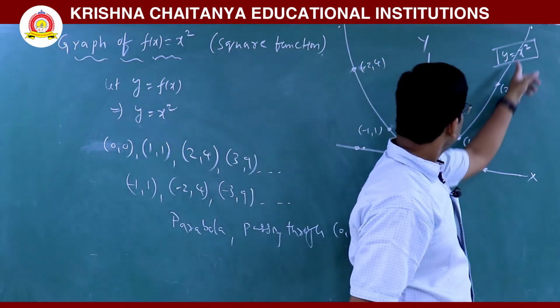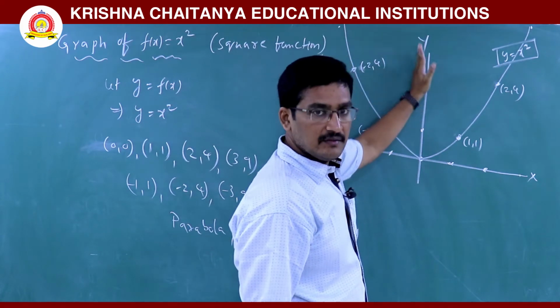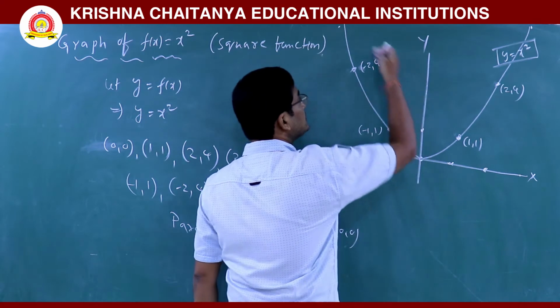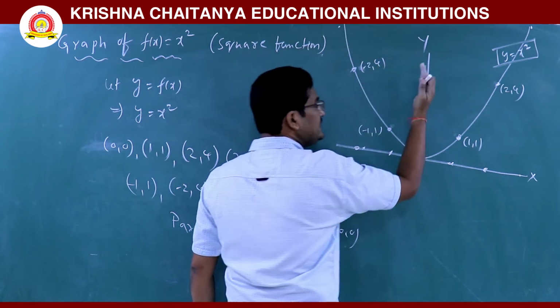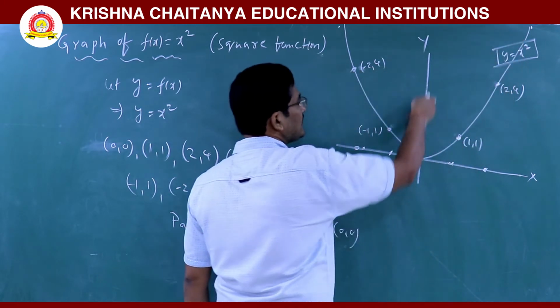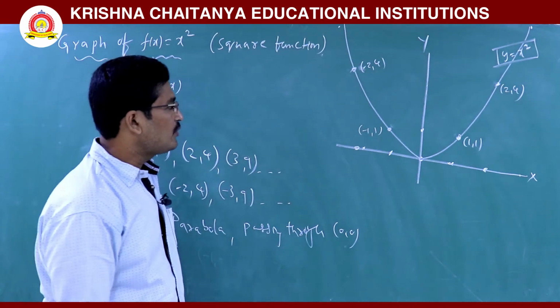Then the image of this one should be like this. You have to put a mirror here, with rest on the y-axis. The y-axis is a mirror here. Then the image of this one in this mirror should be this one. That means this curve is symmetric about the y-axis. We have to say that the curve is symmetric about the y-axis.